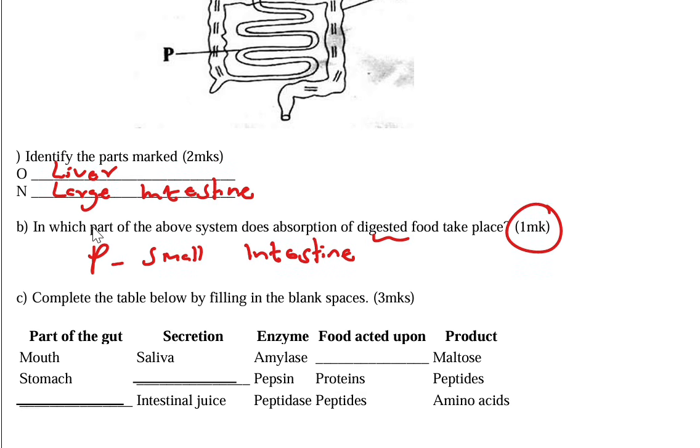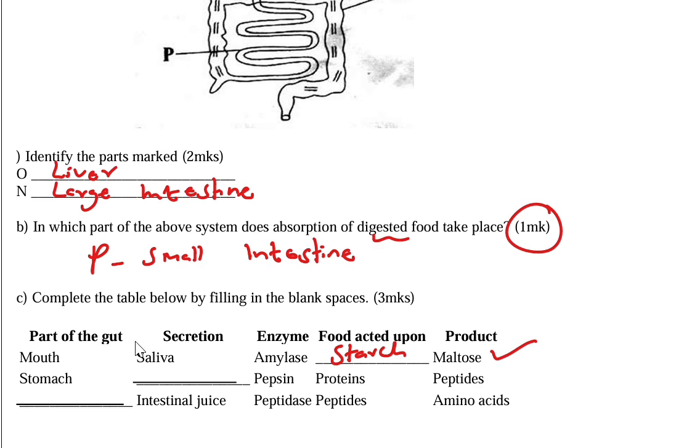Part C. Complete the table below by filling in the blank spaces, 3 marks. You have part of the gut, the secretion, enzyme, food acted upon, and the product. For example, we have the mouth, secretion, saliva. Saliva contains which enzyme? Amylase. Food acted upon is starch. So starch is acted upon by amylase to get what we call maltose. Then here we have stomach, pepsin, protein, peptides.